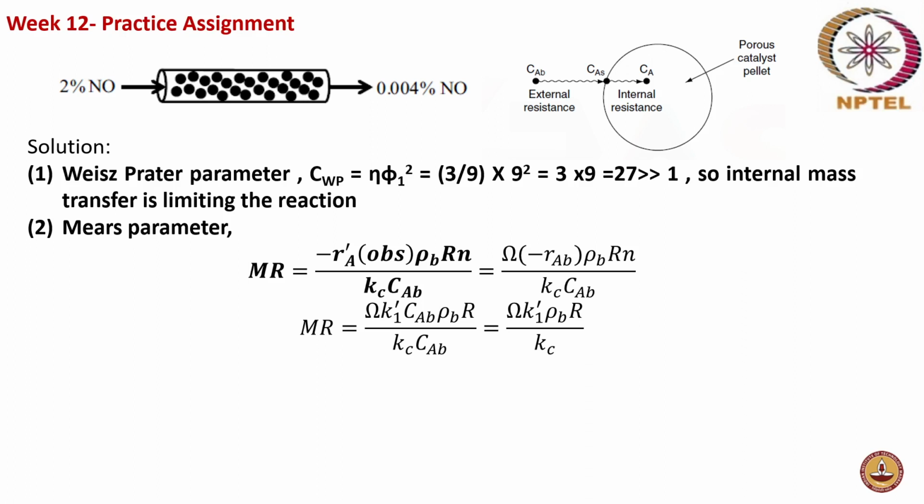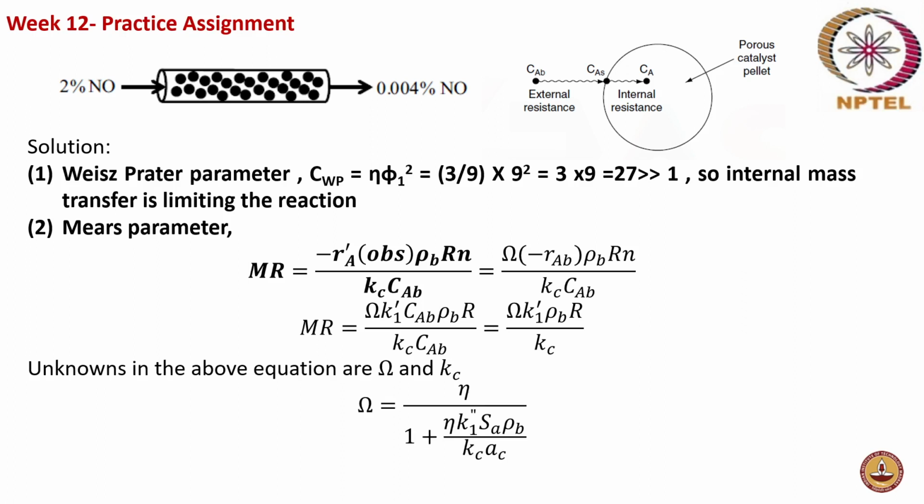So substituting the expressions for minus RAB also, you will get Mears parameter is omega into K1 prime into CAB into rho B into R into N, where N is 1. And that can also be included. So you will get R divided by Kc into CAB. So CAB gets cancelled. So your Mears parameter is omega into K1 prime into rho B into R by Kc. Now the unknowns in the above expression are the overall effectiveness factor omega and the mass transport coefficient Kc.